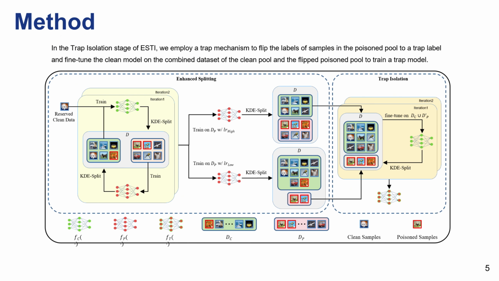In the trap isolation stage of ESTI, we employ a trap mechanism to flip the labels of samples in the poison pool to a trap label and fine-tune the clean model on the combined dataset of the clean pool and the flipped poison pool to train a trap model.